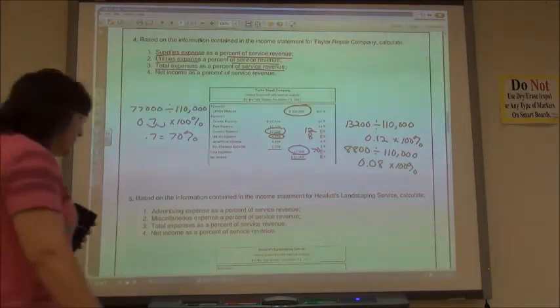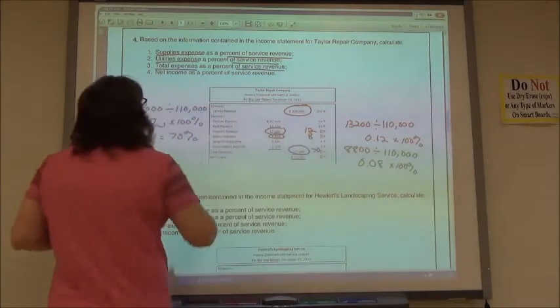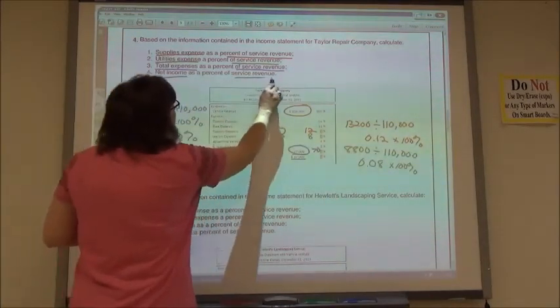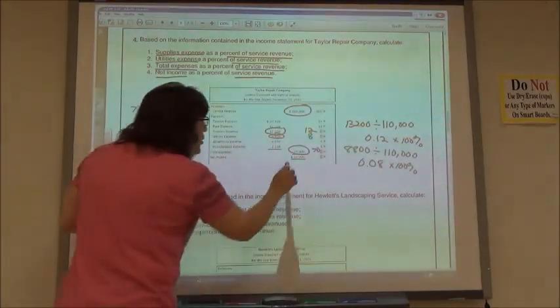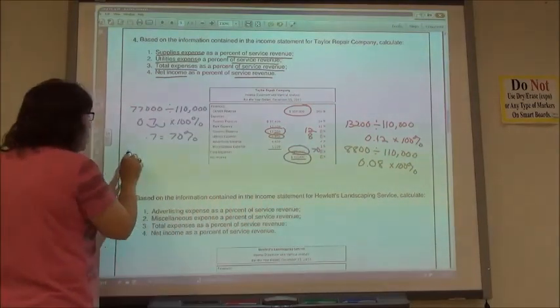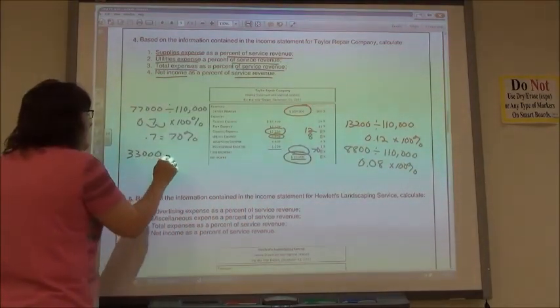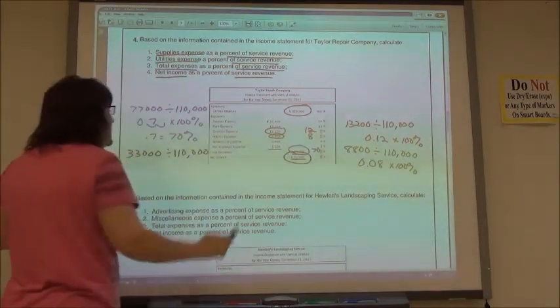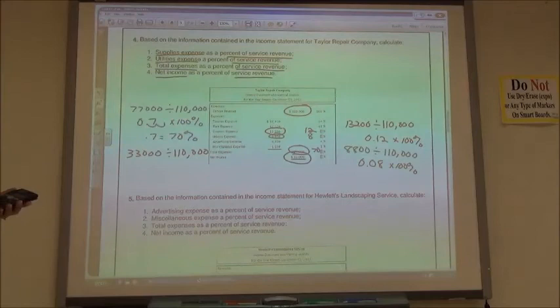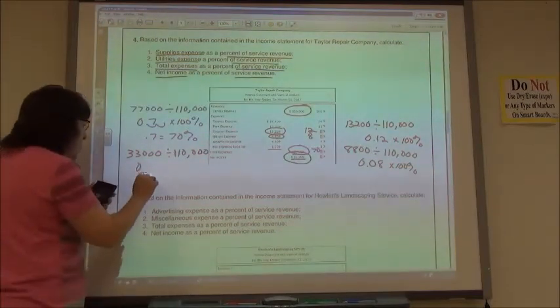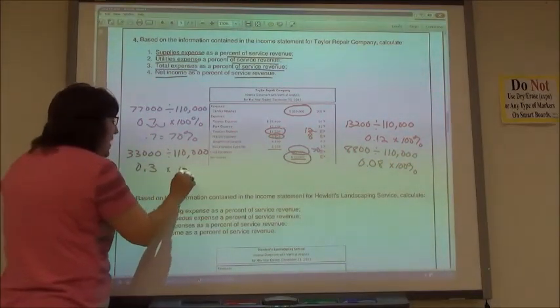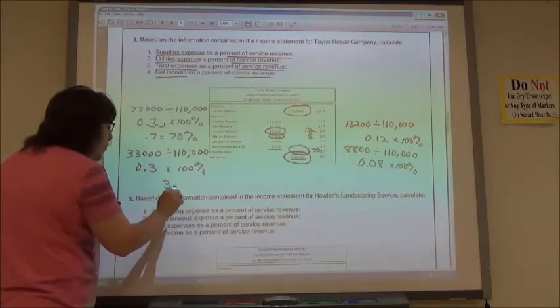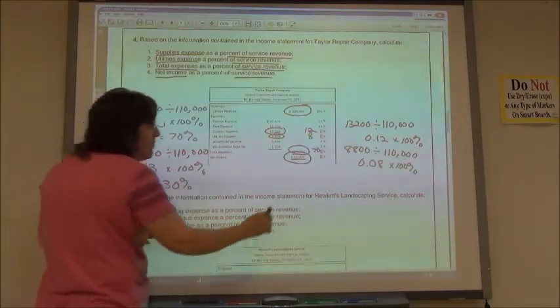And then the last one says that we're going to do the net income as a percent of the service revenue. So my net income here is the 33,000 divided by my service revenue again, which is the 110,000. So 33,000 divided by 110,000 gives me 0.3, and then again I have to change it to a percent. So 0.3 is 30%.